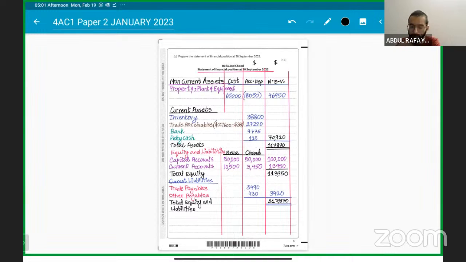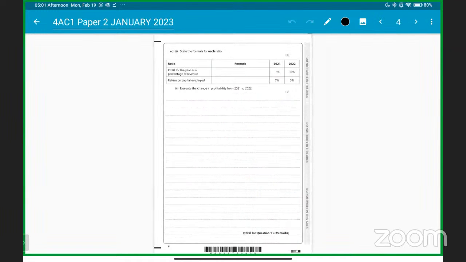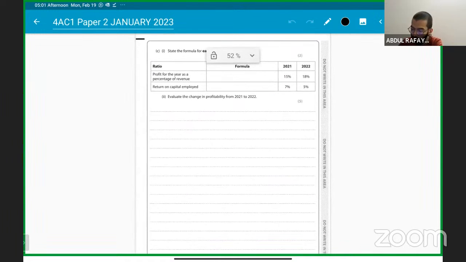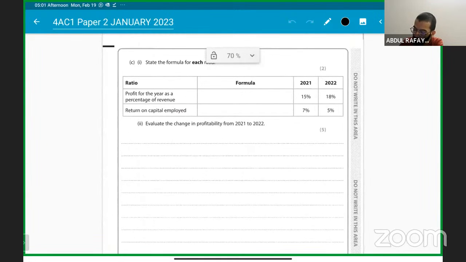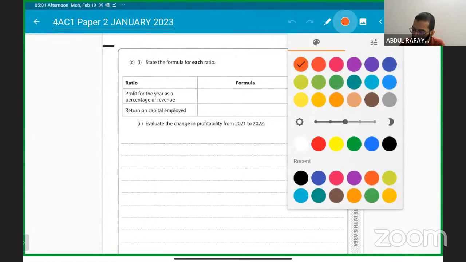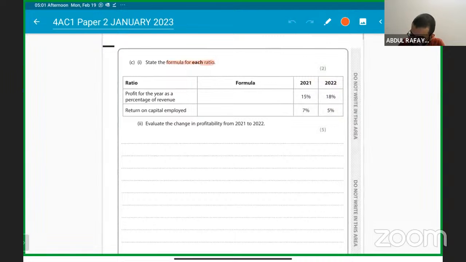Next thing we have to complete off question number one, that is of 25 marks, we have to write down the formula that will be used. So we have to state the formula for each ratio for 2 marks. And then for 5 marks, we have to evaluate the change in profitability from 2021 to 2022.